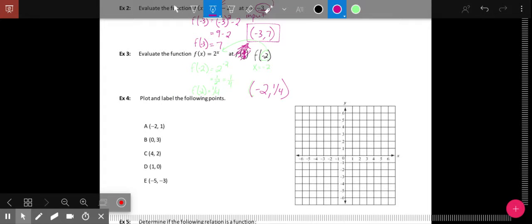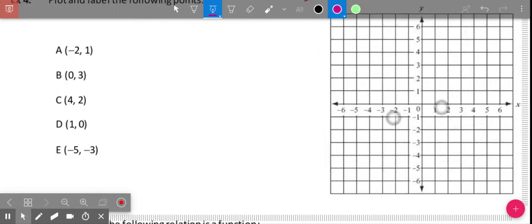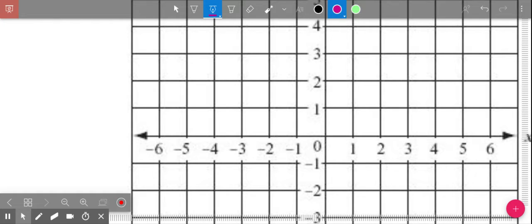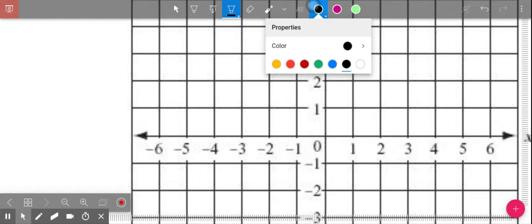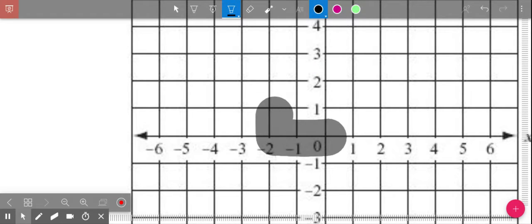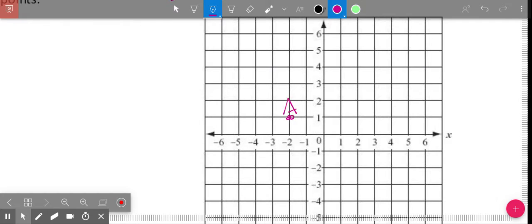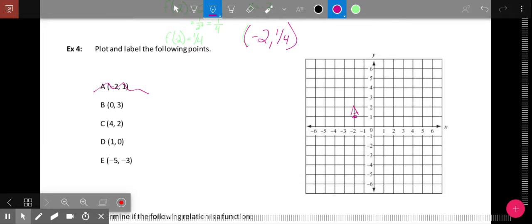All right, so speaking of points and graphing points, I've got example number 4. It says plot and label the following points. Okay, so for example, letter A is (-2, 1). I'm going to go back to negative 2 and up to 1. Here, I'm going to use my highlighter so you can actually see that. So that will give me the point (-2, 1), which was A. All right, so I want you to go ahead and plot the rest of those, and then you can check your work with mine when you're finished.